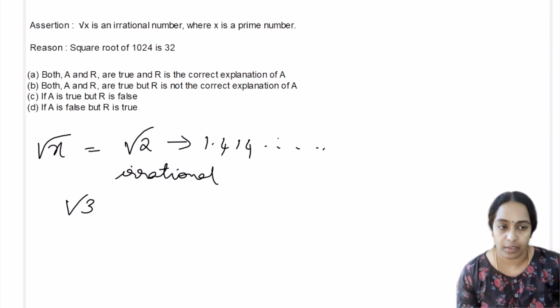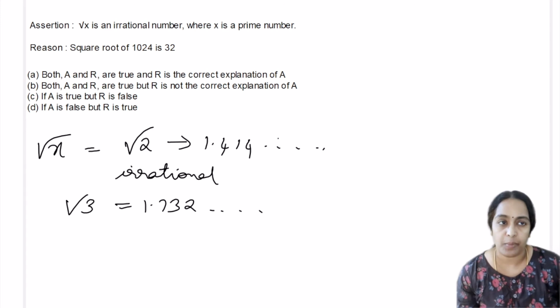Let's say root 3. Prime number, square root of a prime number, root 3. Root 3 has the value of 1.732. Again, it has a non-terminating and non-recurring decimal expansion, which is again irrational. So which means that root x is an irrational number where x is prime. So it is a true statement.